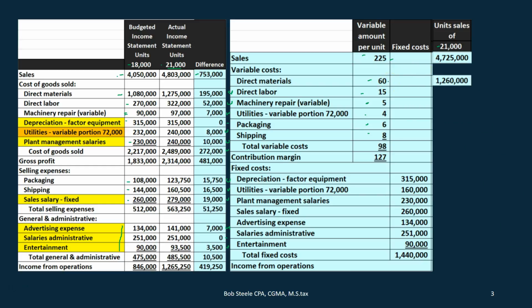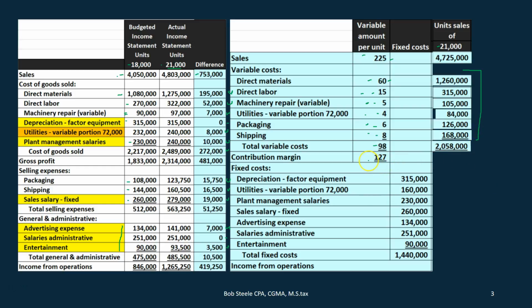So direct materials, 60 times the 21,000, 1,260,000. We can take the 15 direct labor times the 21,000, 315, and then we're going to take the 5 times the 21,000, 105. We're going to take the 4 times the 21,000, which is the 84. Then the 6 times the 21,000, the 126, and so on. The 8 times the 21,000, 168,000. Then we can take the total variable cost per unit times the 21,000, or we can just sum up the variable costs here to get the total of 2,058,000.